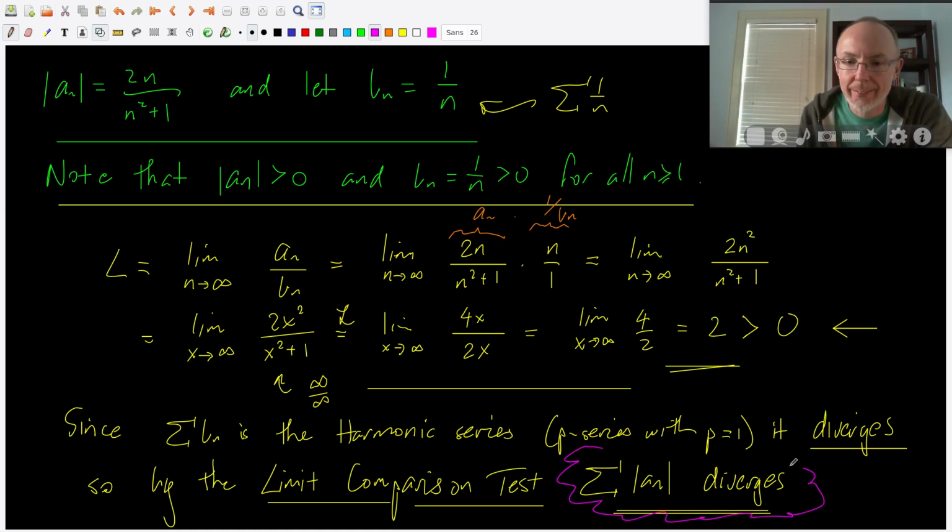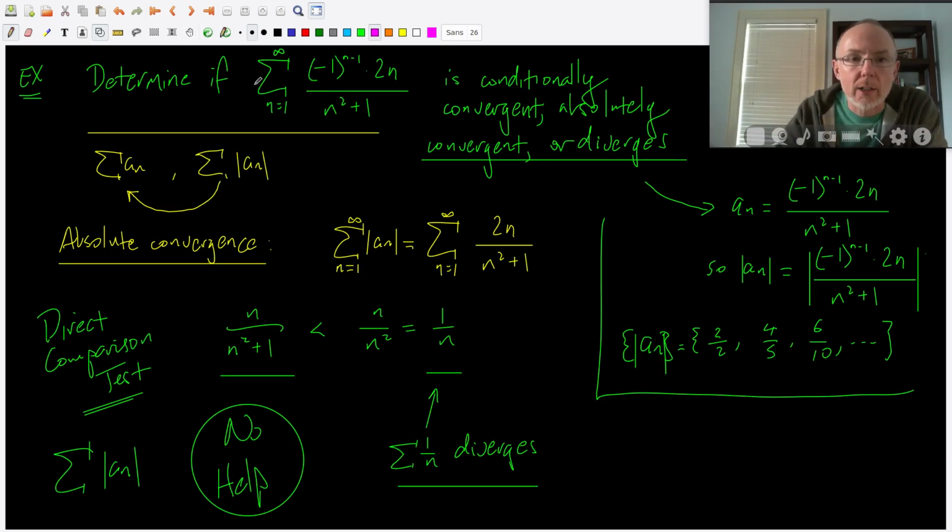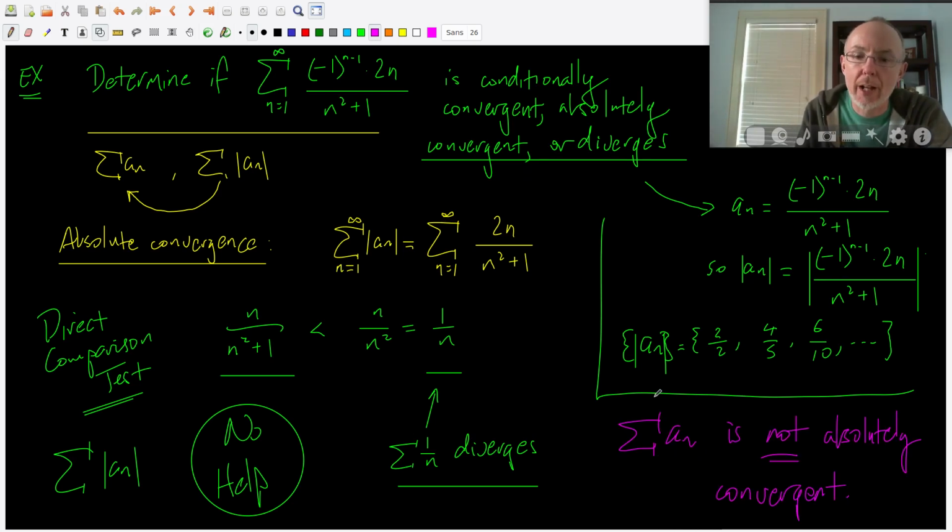So we got to this conclusion by resorting to the material from the previous section, because we were looking at a series of positive terms, and that's exactly what the previous section was about. So we know that the sum of the absolute values of a sub n diverges, and so the original series is not absolutely convergent. Now the question is, is the series itself convergent or not? If it converges, then we've got a series which is conditionally convergent. But if it diverges, then we've just got a series which diverges.